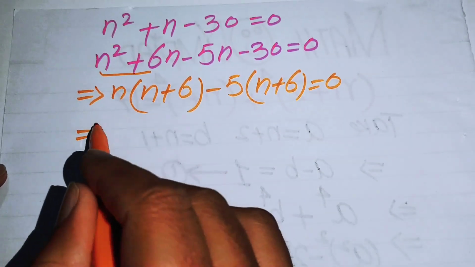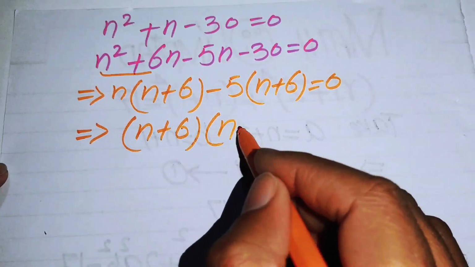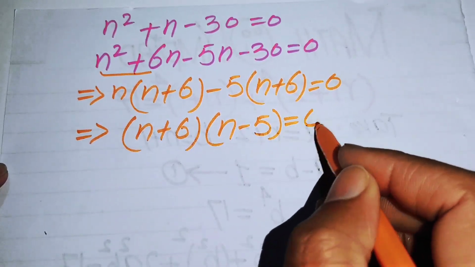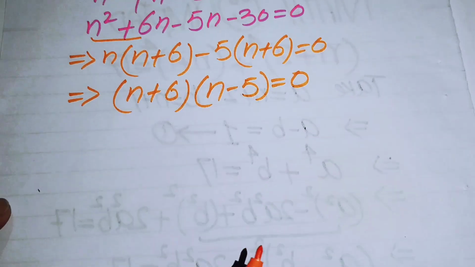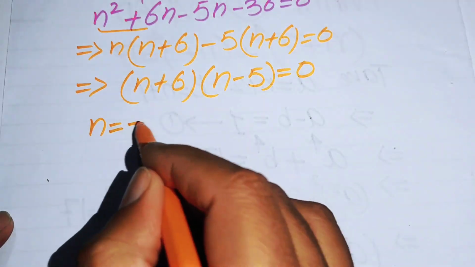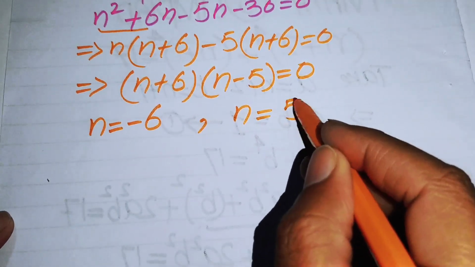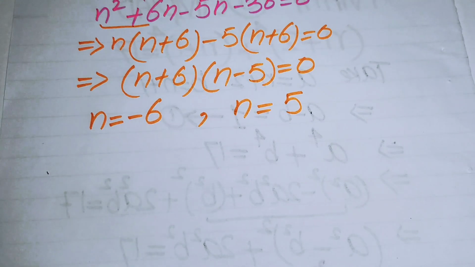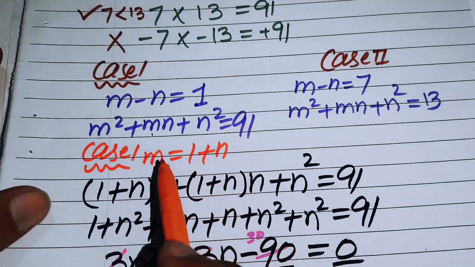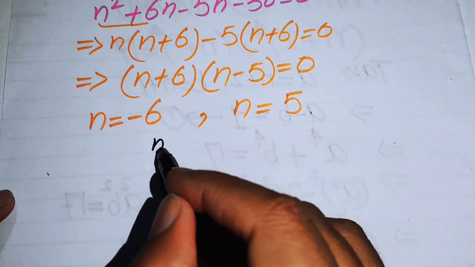So here you have two factors. The first is n plus 6 and the other factor is n minus 5 equals 0. So here we have two cases. The first case is you get the value of n is minus 6, and in the second case you get the value of n is 5. But here you see that we will take our m equals 1 plus n.